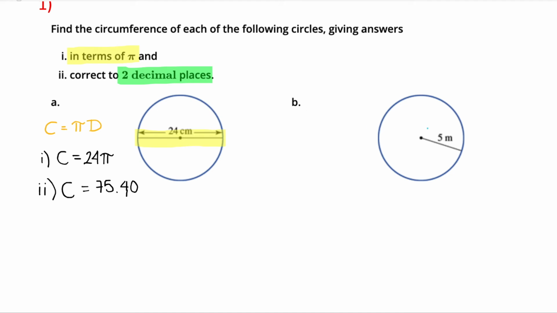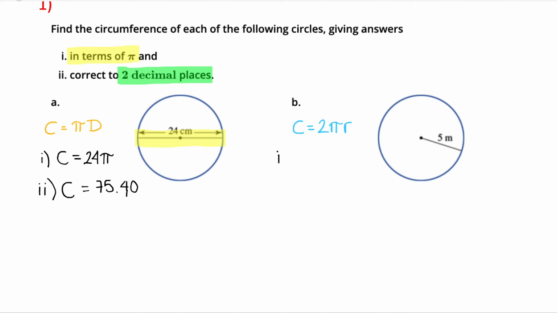What do I have here? So in here I have my radius, okay, because it's half the diameter. That means that the formula that I'm going to use is circumference is equal to 2 times pi times r. Okay, that's the formula that I'm going to use.